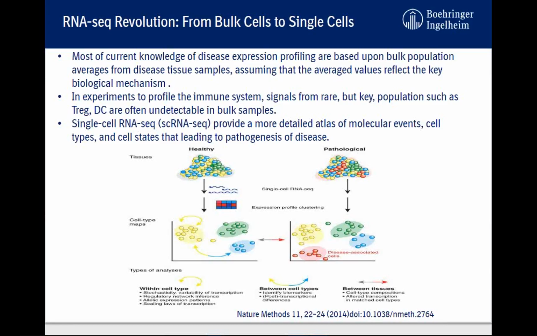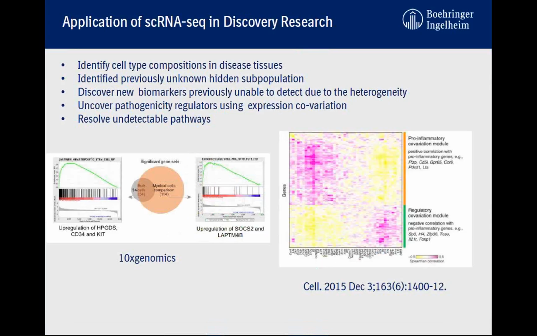What can single-cell RNA-seq do for drug discovery? In discovery research, we can identify the cell types. You have disease tissue from mice, an animal model, or from human samples. You want to understand what's going on. You want to compare whether your in vivo model captures the clinical samples. So first of all we want to know what type of cells they are. The second is that we will find hidden populations that previously we had not realized or appreciated.